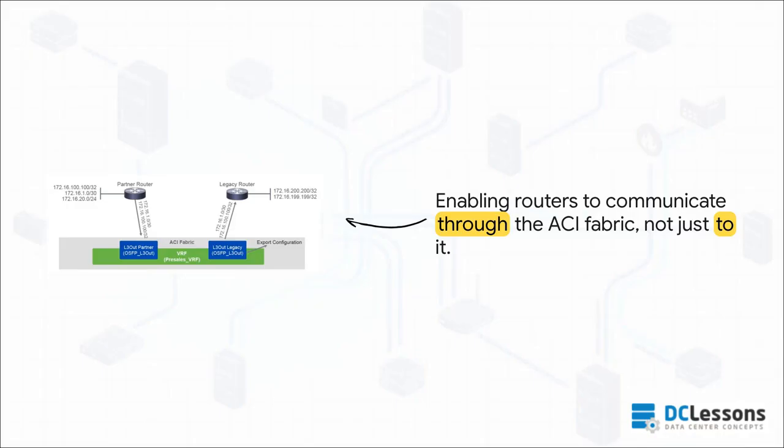And this diagram? It shows that problem perfectly. We've got a partner router on one L3 out and a legacy router hanging off another. And the goal is pretty simple. We want the partner router to be able to talk to the networks behind the legacy router, and vice versa. We don't want ACI to just be a final destination. We need it to be the superhighway that connects these two worlds.